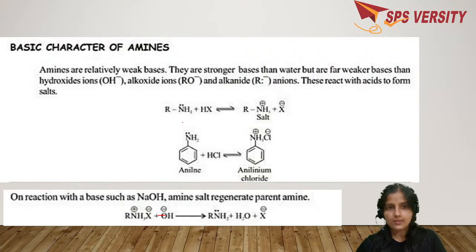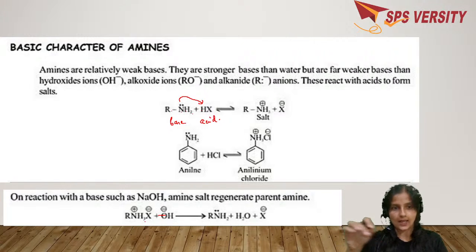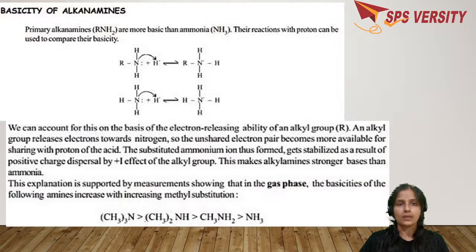So how do you call them a base? This is a base which reacts with an acid HX to give RNH3+X-, as this lone pair of electrons takes up hydrogen, so you get RNH3 plus and X minus. If you do it with aniline, you get anilinium chloride, RNH3 plus and Cl minus. This on reaction with a base, the OH minus, which is a strong base, will abstract a proton from this salt, and by this you are going to get the amine back.